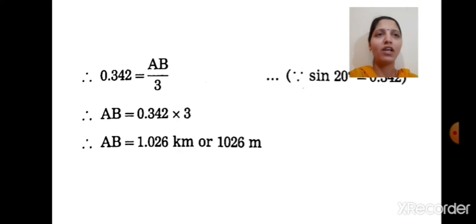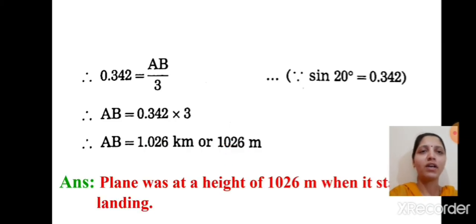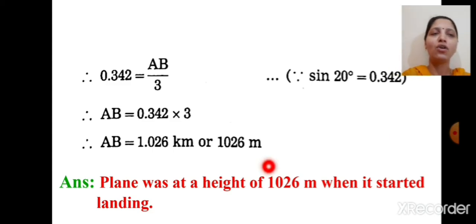Now substitute the values here. Sin 20 value is given as 0.342. So you have to write here 0.342 is equal to AB upon 3. Therefore AB is equal to 0.342 into 3, that is equal to 1.026 kilometers or 1026 meters. Therefore you can write here the plane was at a height of 1026 meters when it started landing.